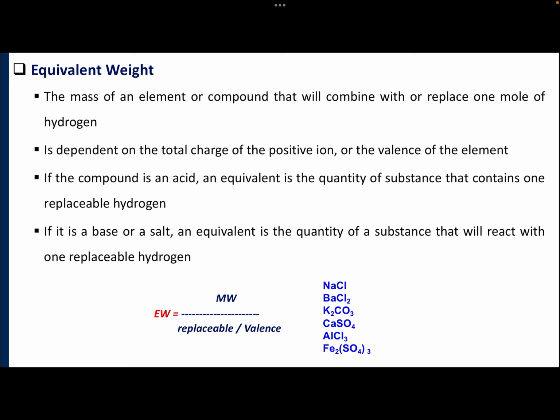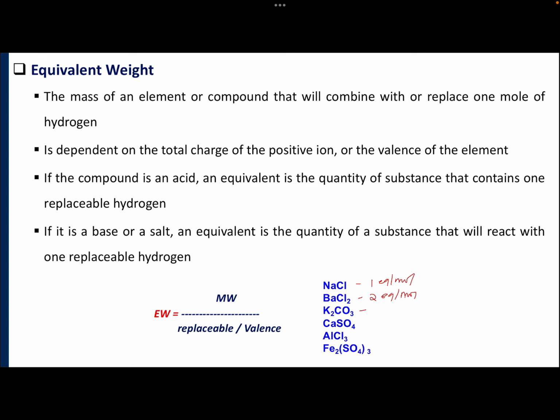So we will determine the number of replaceable. The number of replaceable for NaCl is 1 equivalent per mole. For barium, it is 2. Again, this is ionic bonding. For ionic bonding, it is the oxidation number of the metal.